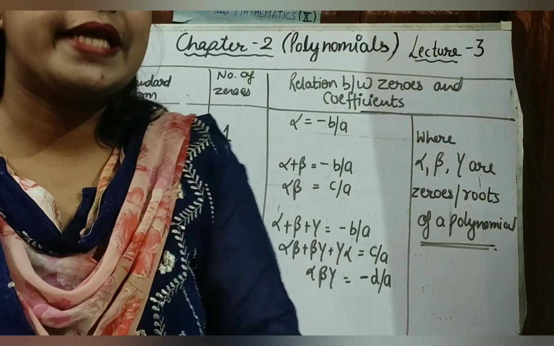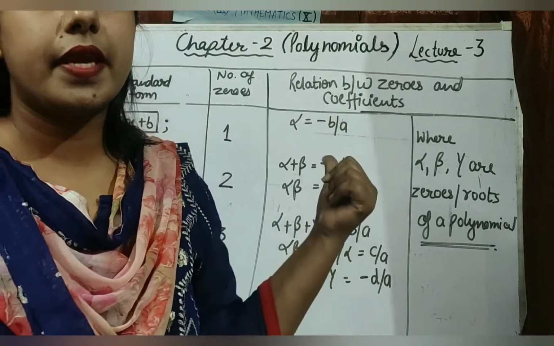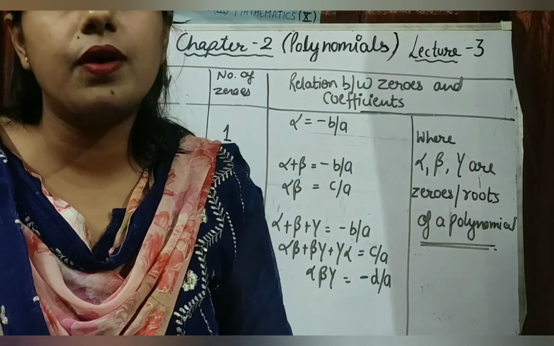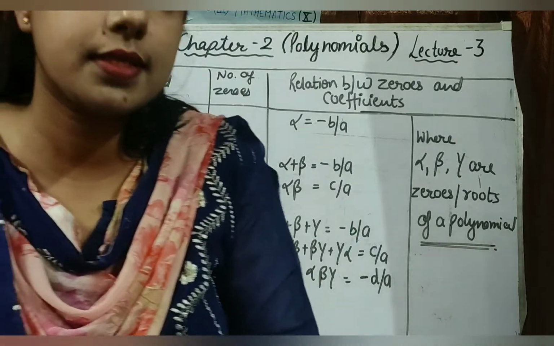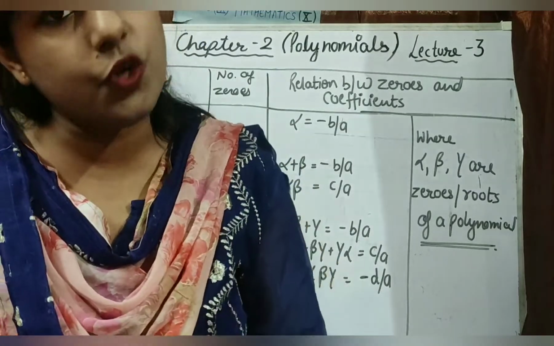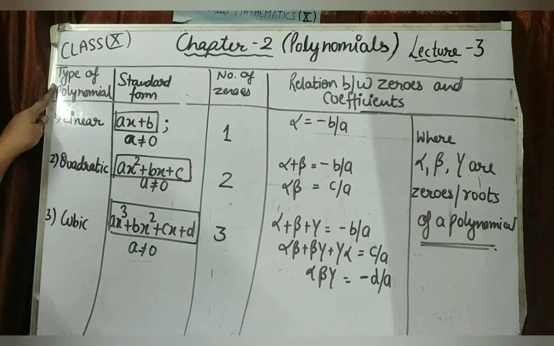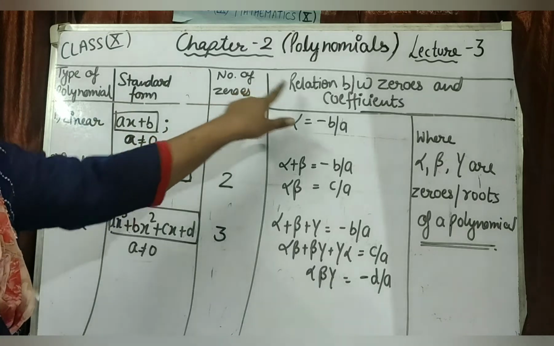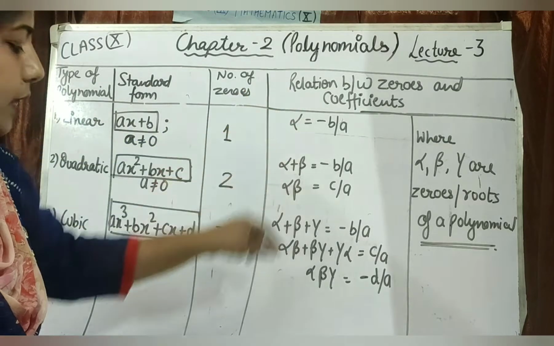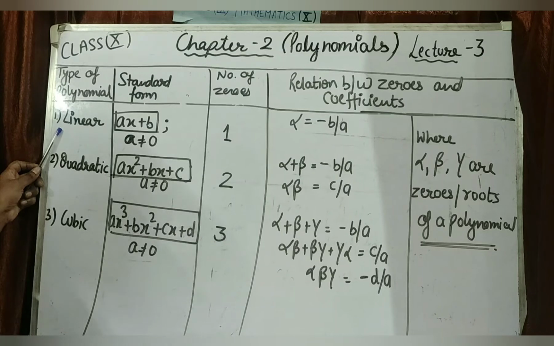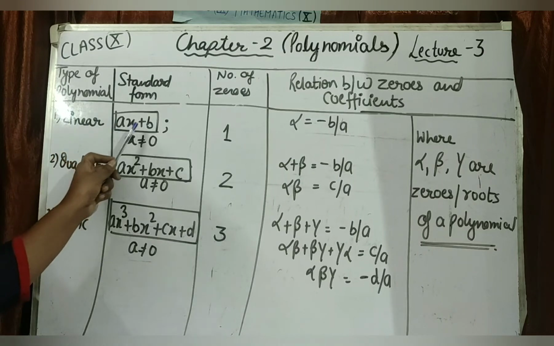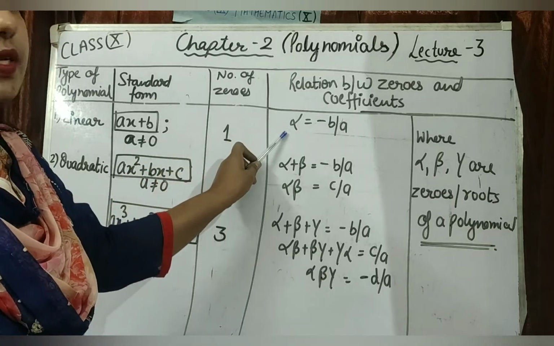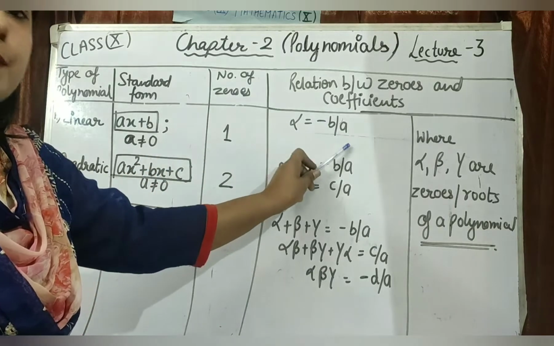In a similar manner you can take one example and try it on your own. So students, I am going to conclude today's lecture with this table. Just have a look one more time so that you will understand, because in the next video we are going to discuss questions based on this topic. Here we have the type of polynomial, standard form, number of zeros, and the relationship between zeros and coefficients. The very first one is linear, ax plus b, where a is not equal to 0. How many zeros? 1. And the relation is alpha equals minus b upon a.